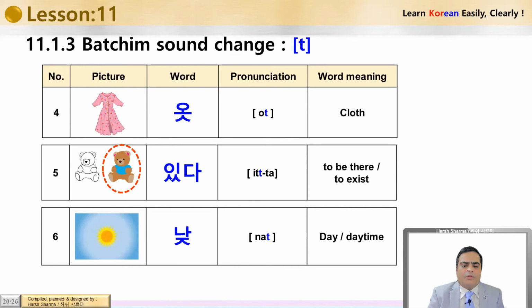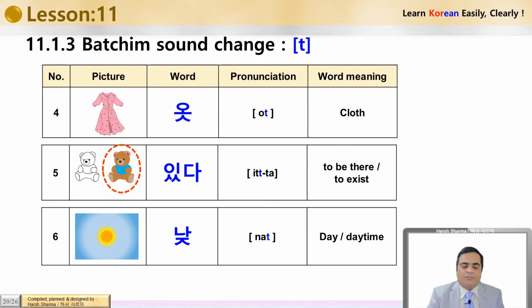Come to number 4. If you don't know the rule, how will we pronounce it? As os? No. As soon as you see any word in Korean, and when you see the Batchim, be alert, be slow, and immediately recall this 12 consonant sound change rule. So this word, cloth, will not be pronounced as os, it will be pronounced as ot. Why? This is in the 7th category, the ta family, this sa consonant. Please repeat after me. Say ot. One more time. Ot. Very good.